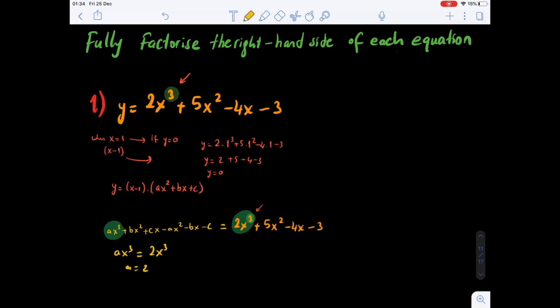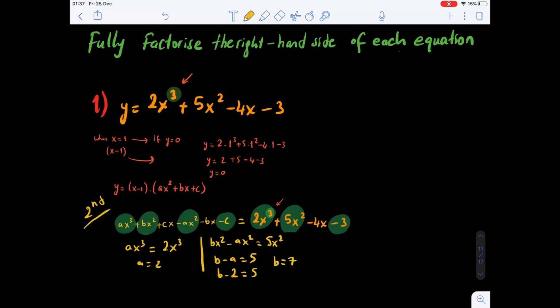So we're going to find the second one, b. We have 2 like terms here, bx squared and minus ax squared, which equal 5x squared. We are putting an equal sign between those like terms. So b minus a equals 5. We know a is 2. B minus 2 equals 5. B is 7. We found b. The easiest part is to find c, because negative c equals negative 3. So c equals 3.